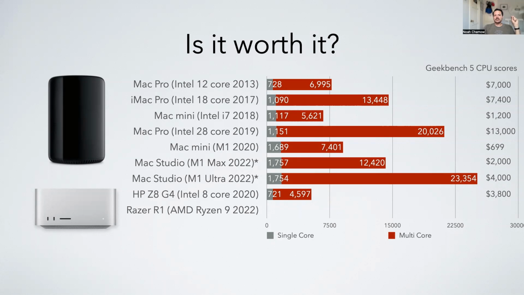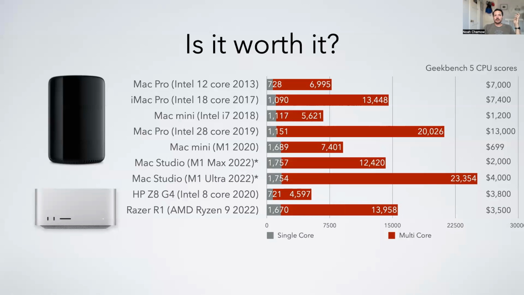So I wanted to put in a system that was not a workstation system and didn't have that extra workstation tax. So I looked at the Razer R1, which is Razer's gaming PC with an AMD Ryzen 9 CPU. This system comes in at 1670 on single core and 13958 on multi-core. That's pretty damn good. But the price of this system is $3,500.